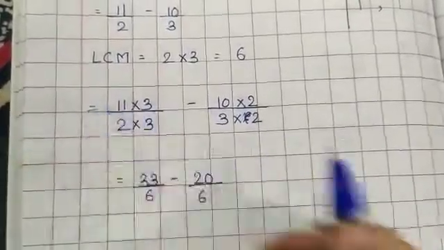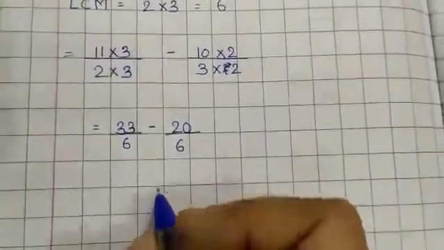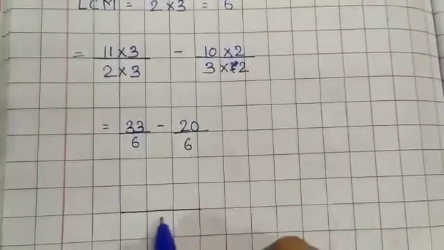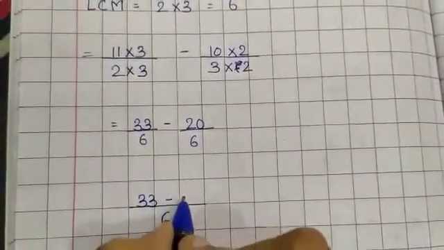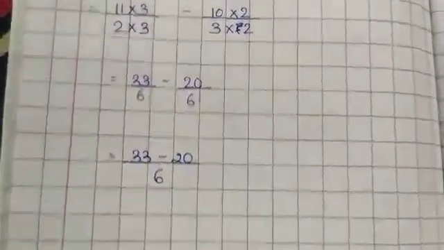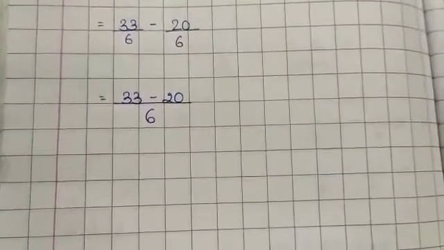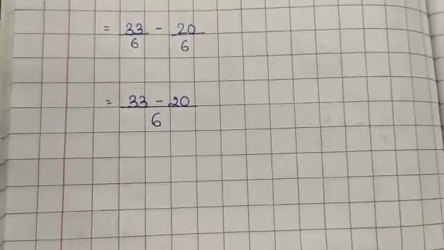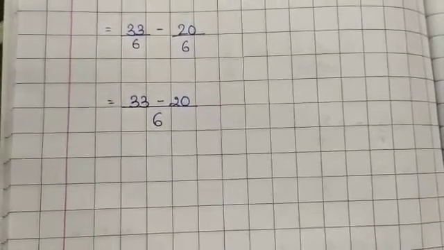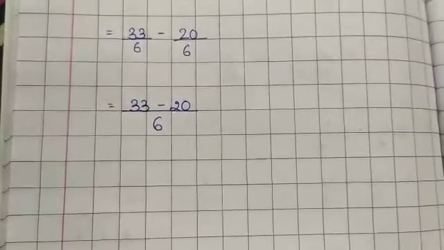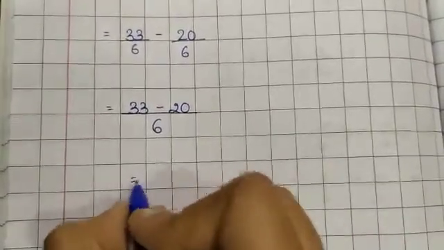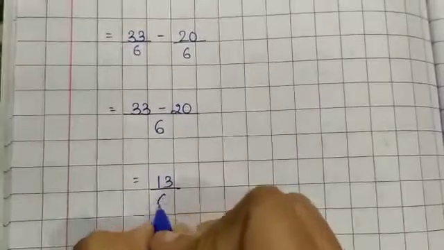Okay. Now denominators are same. So we'll simply subtract the numerators. So 33 minus 20. 33 minus 20 is equals to, subtract 20 from 33 in rough, is equal to 13 upon 6.